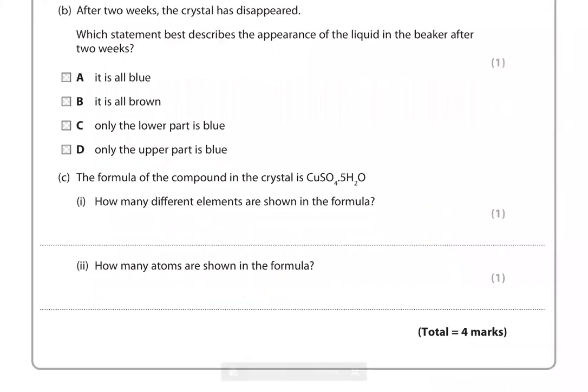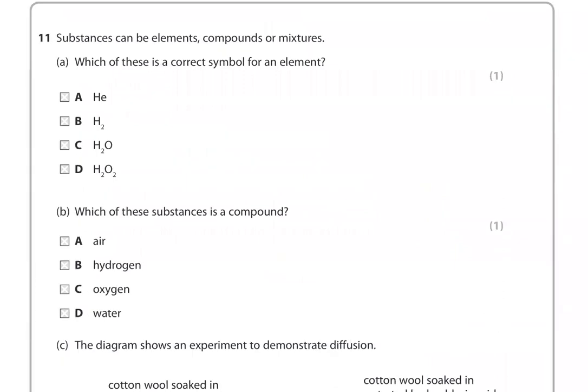That's question 10. Question 11. Substances can be elements, compounds, and mixtures. Which of these is a correct symbol? Symbols are the ones in the periodic table. Of course helium's symbol is written correctly. Hydrogen here is a molecule, so it's called the formula of a molecule. It's not a symbol or formula of an element. Water is the formula of a compound, and this is hydrogen peroxide, the formula of a compound. But what is called a symbol for an element is helium.